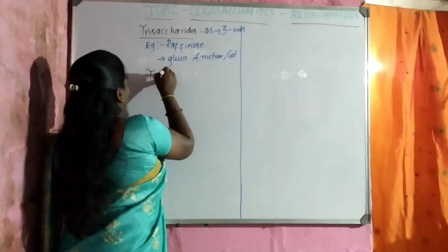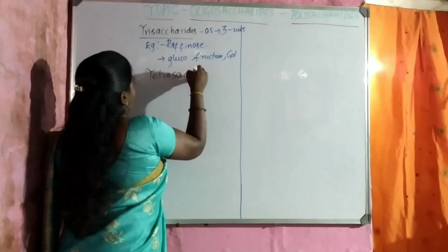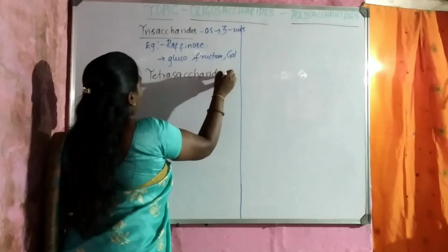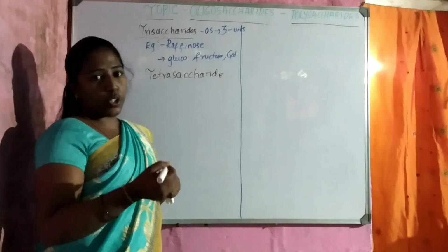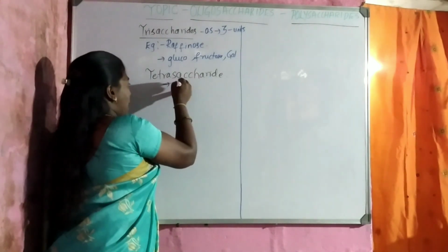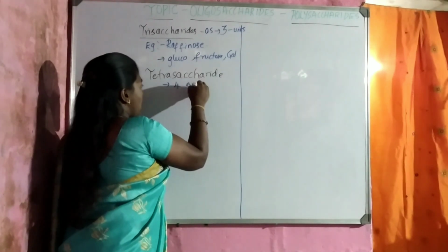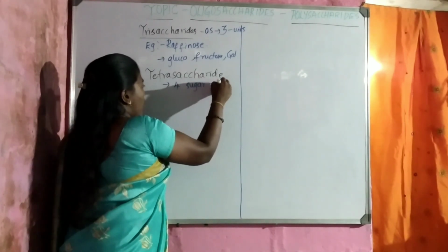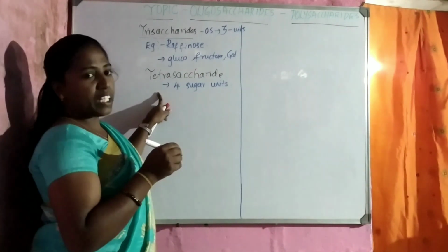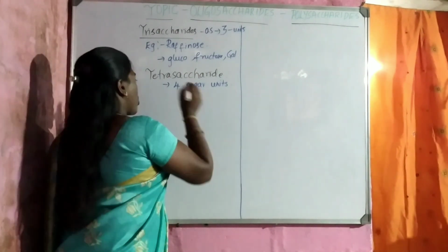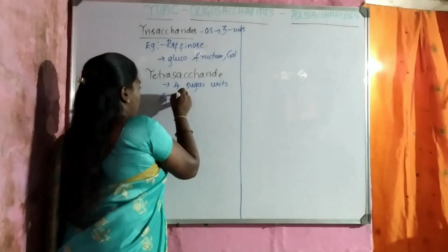The next one is tetrasaccharide. Tetra represents 4 sugar units. So it is the oligosaccharide made up of how many sugar units? It is made up of 4 sugar units. The example for tetrasaccharide is stachyose.